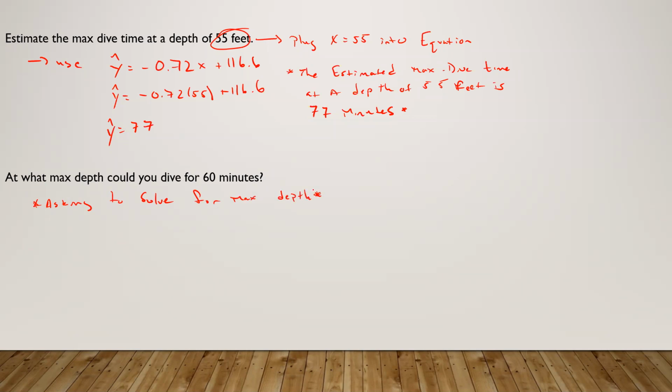So here's the next question. At what max depth could you dive for 60 minutes? So I'm asking you to solve for max depth. This seems a little bit different. What variable am I asking you to solve for here? What variable is maxed out? Oh, you're solving for x, so you plug in y. Yeah, that's it. Thank you. I'm asking you to solve for x, for max depth.